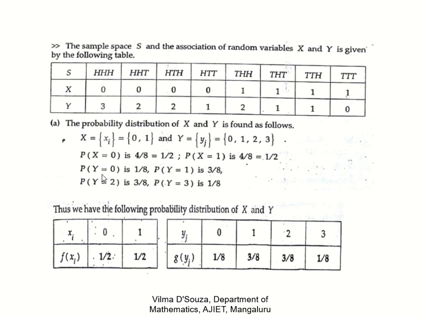What is the probability of Y equal to 0? Out of 8, only once. So 1 by 8. P of Y equal to 1 is 3 by 8. Y equal to 2, again 3 by 8. Y equal to 3 is 1 by 8. So based on this, you write down the joint distribution table.